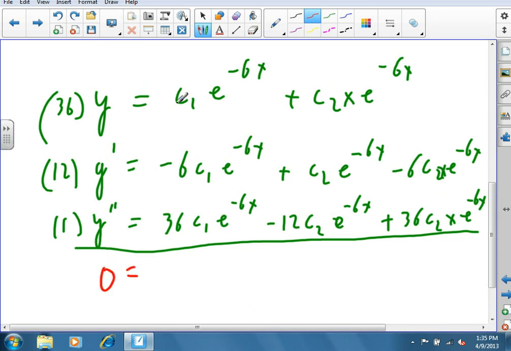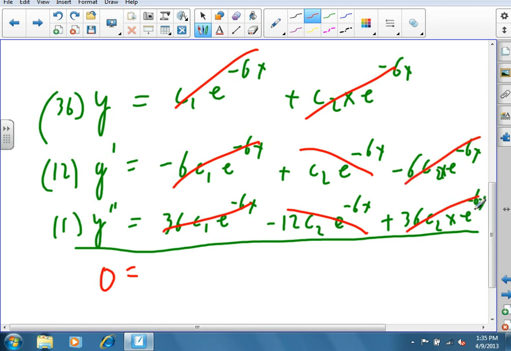I'm supposed to get 0. I've got 36, I got another 36, which is 72, and then I've got a minus 72, they go away. I've got a 12, I've got a minus 12, they go away. I have a 36, another 36, a minus 72, they go away, 0 is equal to 0. Problem number 10 checks.